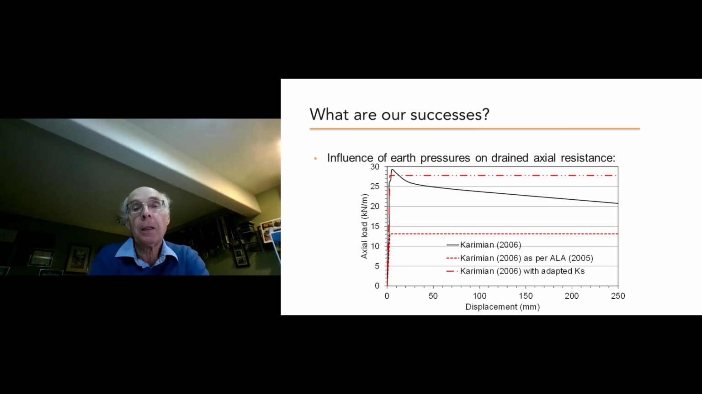behavior of pipelines. And this graph here shows exactly that issue. The black solid line is actual test data from a full-scale test at the University of British Columbia. The short red dashed line that's at the bottom there is the behavior, the axial load displacement behavior, based on ALA. And the dashed dot line at the top is the one that's calculated based on the adapted Ks value. So by using our current knowledge of earth pressures acting on pipelines, we get a much better representation of actual behavior.